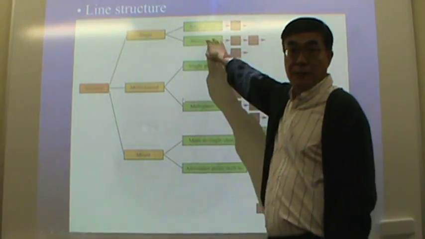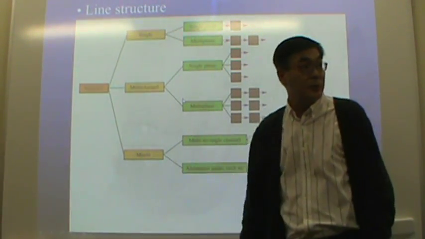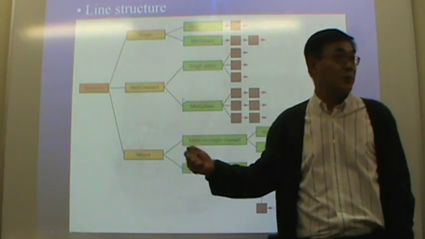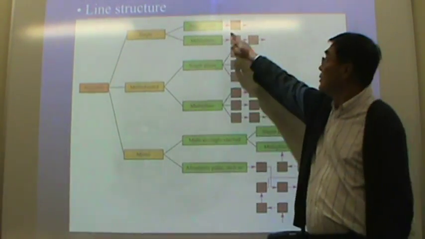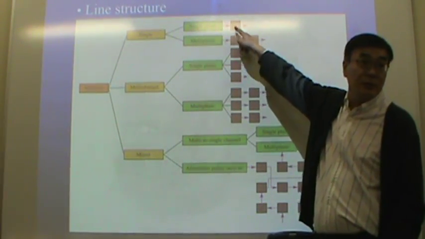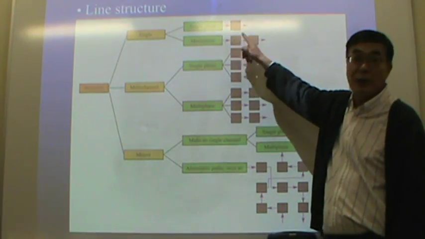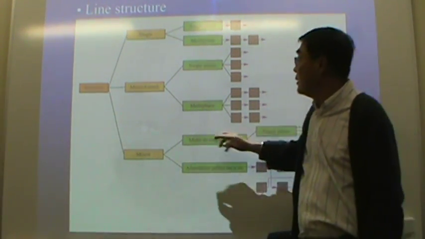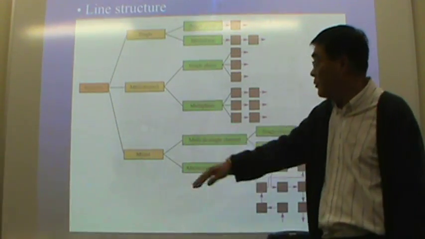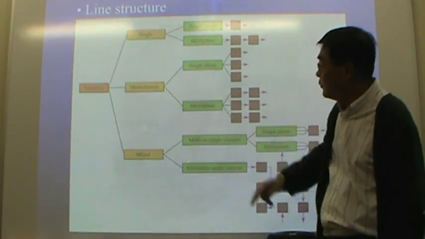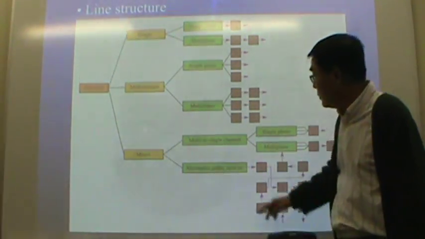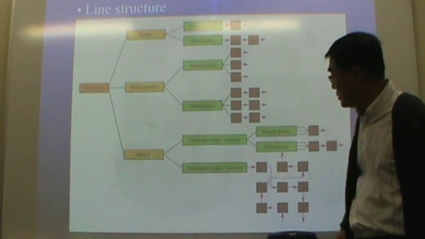And line structure: single phase, multiple phase. Example, the takeout order versus dine-in. Takeout is single, dine-in is ordering and eating, right? And multiple channel, multiple waiting line, the same, single or multiple, and mixed. Multi to single channel.